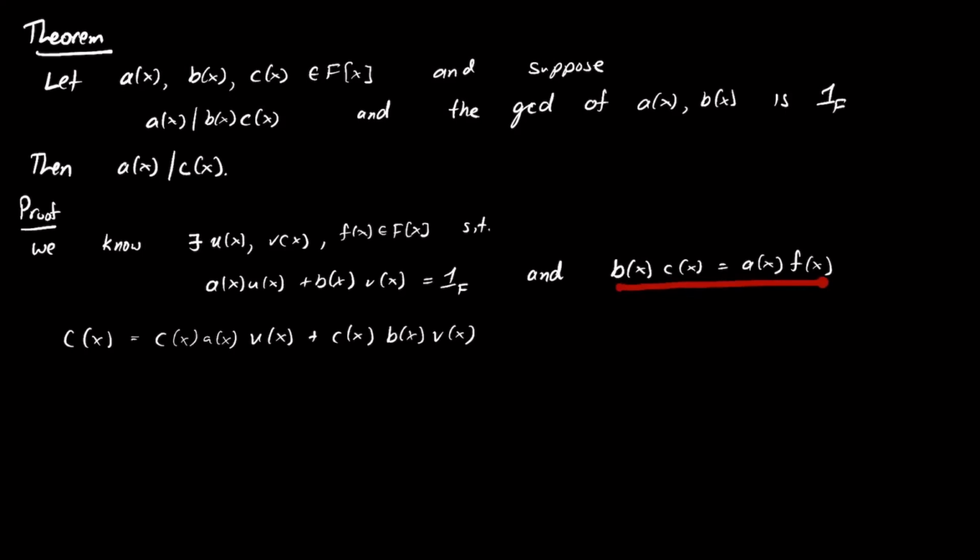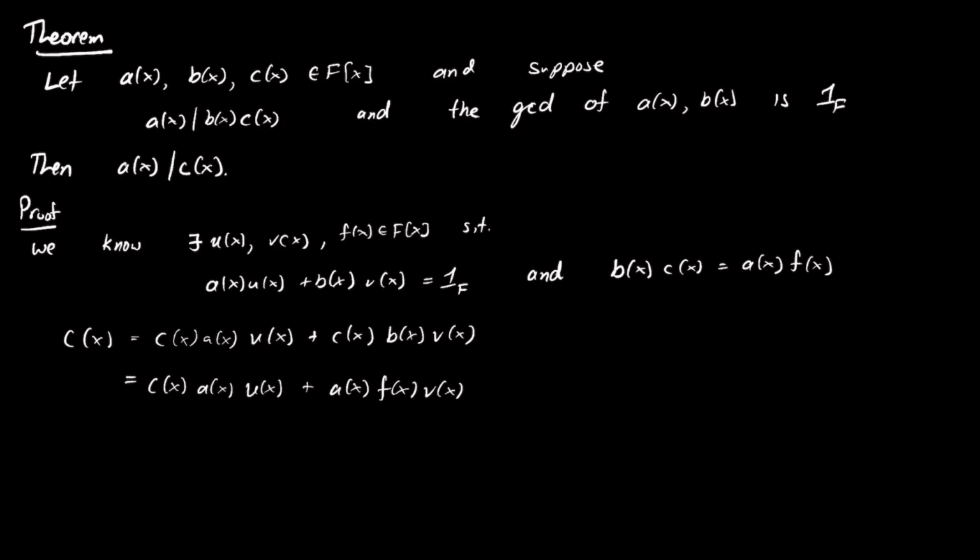So BC can be replaced by AF. So I'm going to replace this BC right here. So let's do that. This is going to be C of x times A of x times U of x plus A of x times F of x times V of x. And then I'm going to factor an A out from both of these.